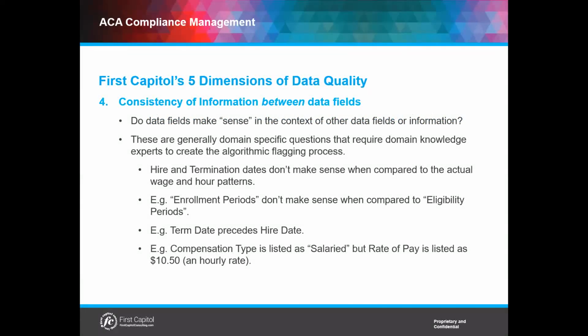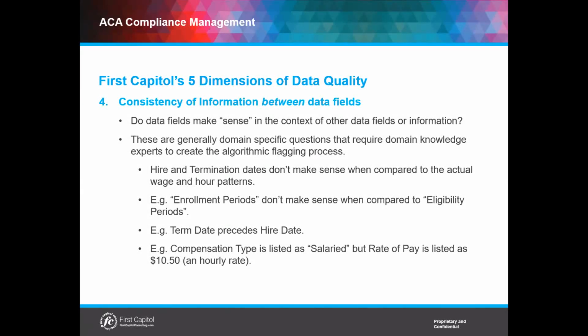So next slide. The fourth dimension is this notion of consistency of information between data fields. And so do data fields make sense in the context of other data fields or information? These questions are generally domain specific. The algorithmic flagging process should be created by domain knowledge experts that really understand the data in the context of, in our case, as we're speaking here today, the Affordable Care Act compliance process. To make this more concrete, as an example, many times we see that the hire and termination dates don't make sense when compared to the actual wage and hour patterns.